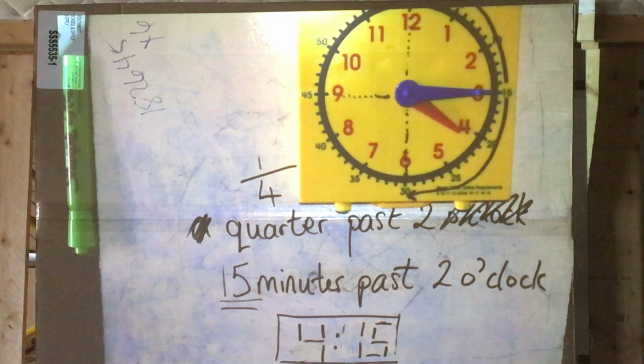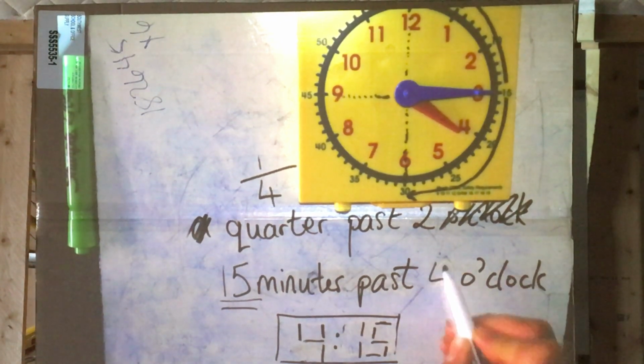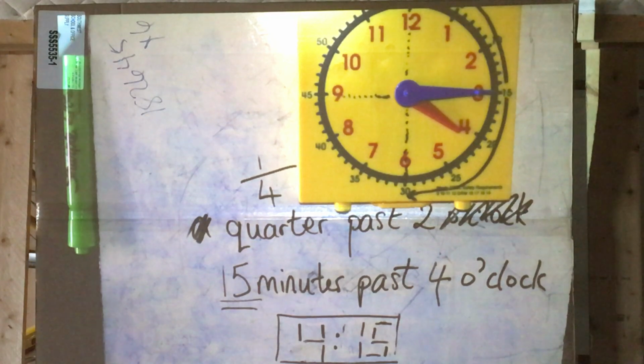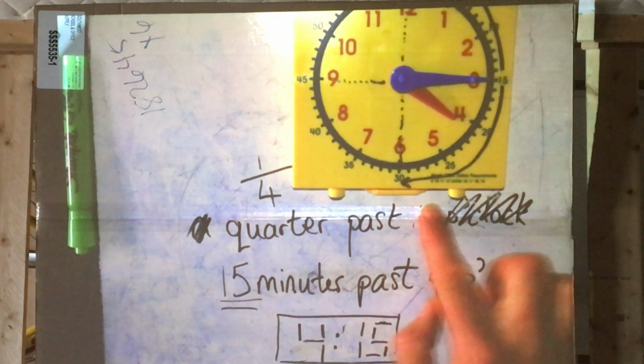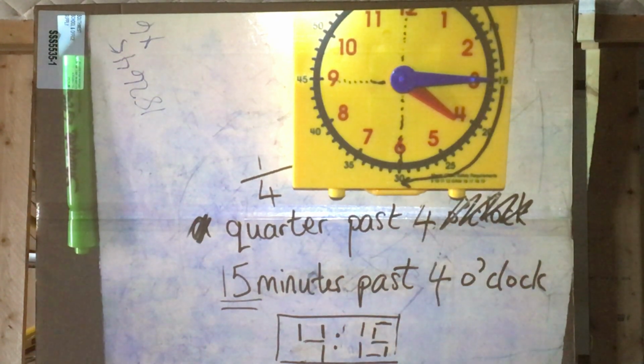4:15 on digital. Now, I'm going to go back up to saying it in words, and it's still 15 minutes past, but in this case, it's not 2 o'clock anymore. I'm going to be changing that to 4. 15 minutes past 4 o'clock. Well, I can change that up here as well to quarter past 4. Okay, that's it. That's all you need to know about quarter past.